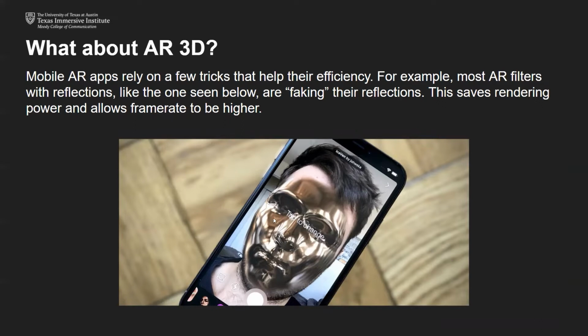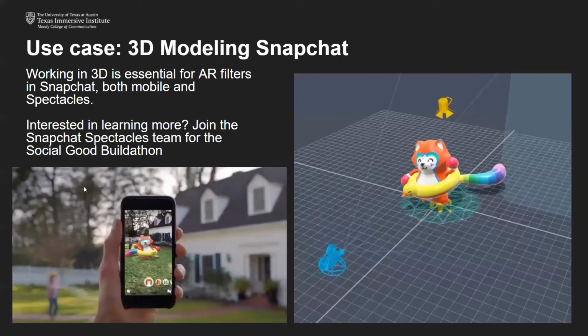It's using smooth shading like I talked about earlier. So it doesn't have a bunch of points here. It just uses algorithms to make this smoother. There are a lot of tricks that AR 3D programmers use to help their efficiency. But mobile AR is also getting better every day.